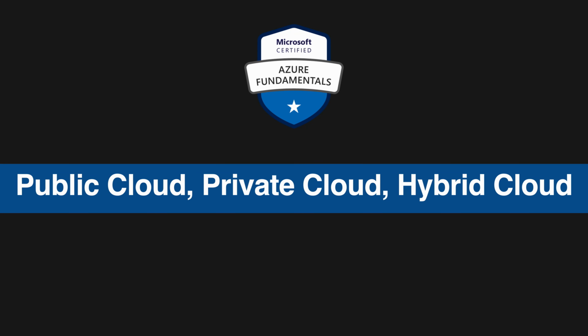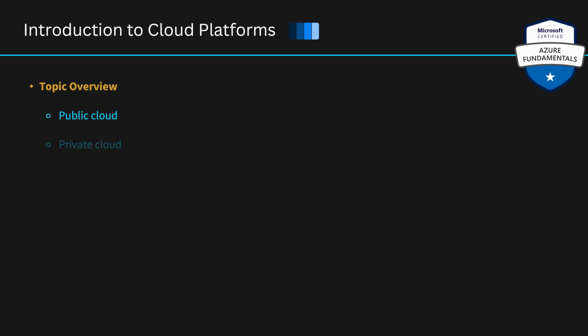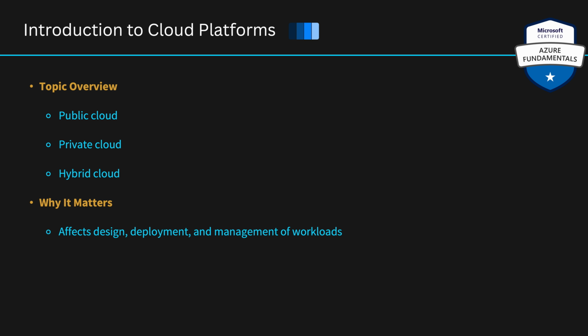In this part of the course, we're going to explore the three main types of cloud platforms: public cloud, private cloud, and hybrid cloud. Now, while these concepts might seem straightforward at first glance, there's a lot of nuance behind each one that affects how you design, deploy, and manage your workloads. So let's dive in and really get to grips with these cloud models by understanding not just what they are, but how they work and why you might choose one over the other in a real world scenario.